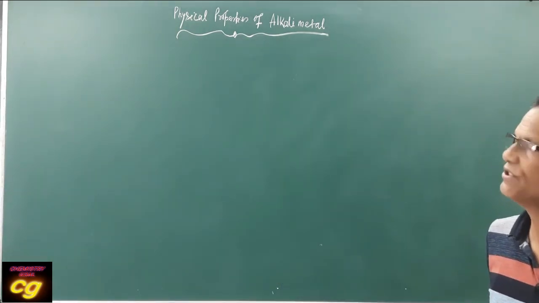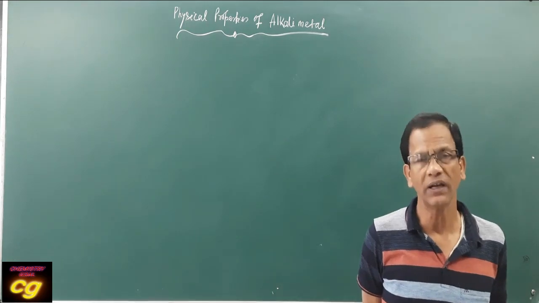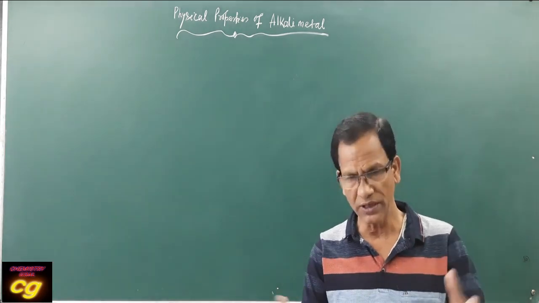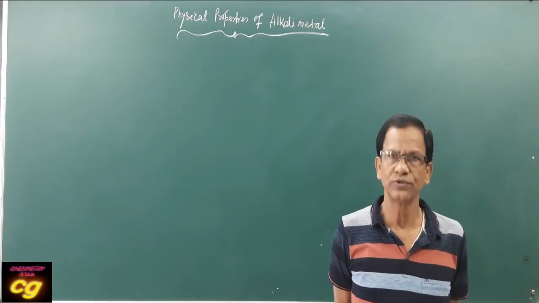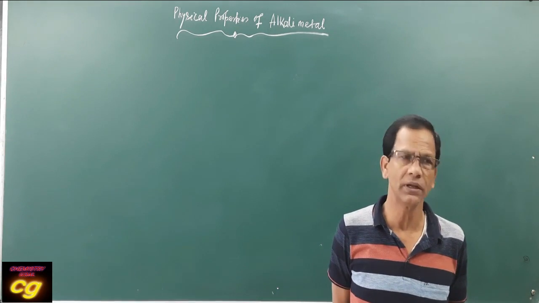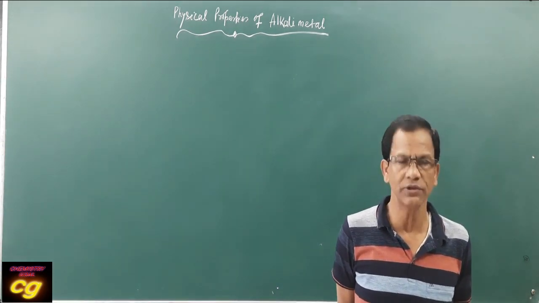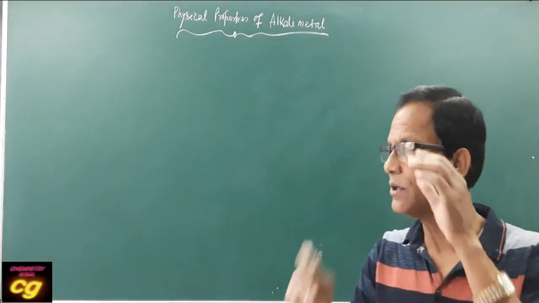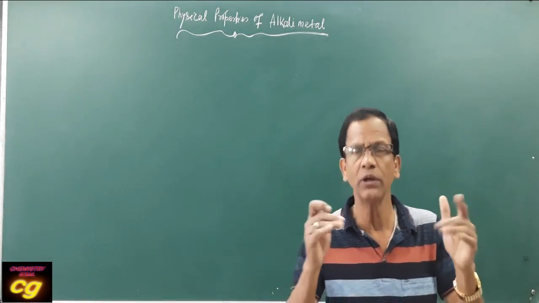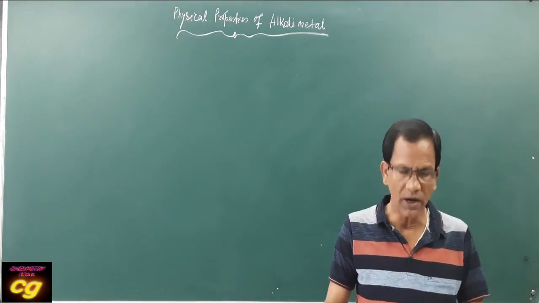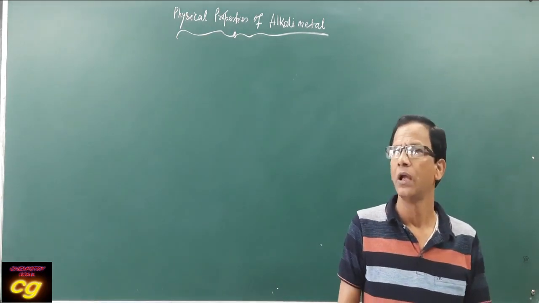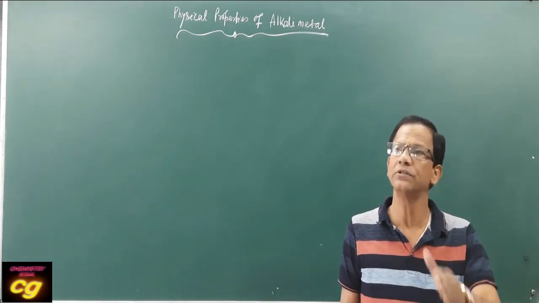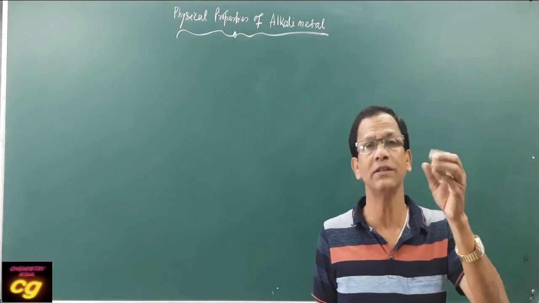Today we are going to discuss the properties of alkali metals. On the basis of properties of metals, metals are also classified into different groups like alkali metals, alkaline earth metals, transition metals, lanthanides, actinides. On the basis of their electronic configuration, they are divided into different groups. They have different physical and chemical properties because of the number of valence electrons present in the atoms.